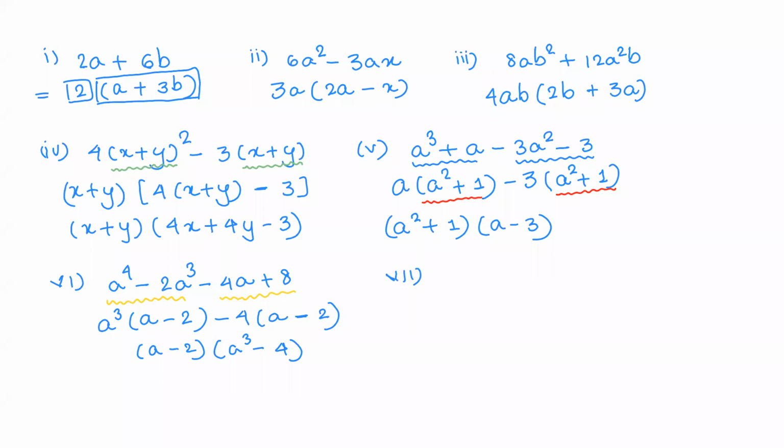All right, pretty simple. a square minus ab minus a plus b. Let me see if you guys can do this one. Sub question 7: a square minus ab minus a plus b. Try all of you. Let's see if you can factorize this one.